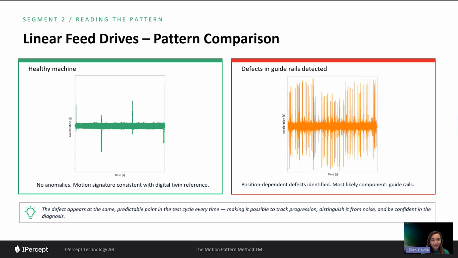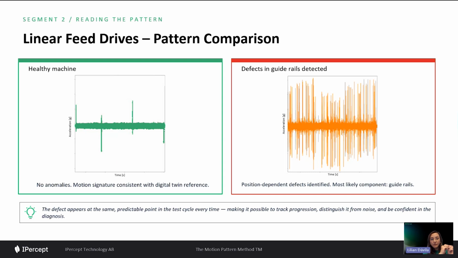This is a real example. We have two machines, same type, same test configuration. Left is healthy and right has a defect detected. What we're looking at here in the plots is time domain acceleration data. We have time on the x-axis and acceleration on the y. On the left panel, we can see a healthy signature. We have the acceleration spikes, which are normal, expected from the linear test.